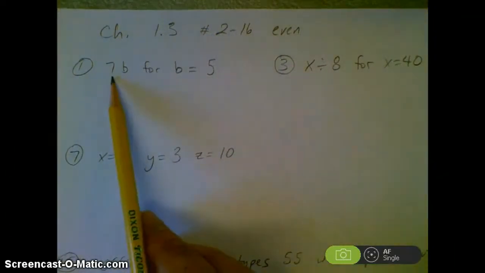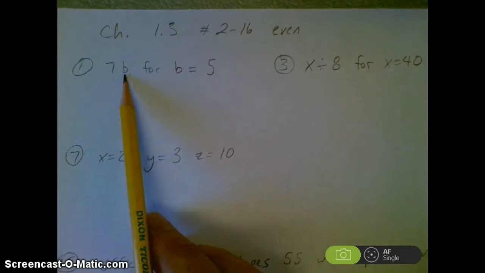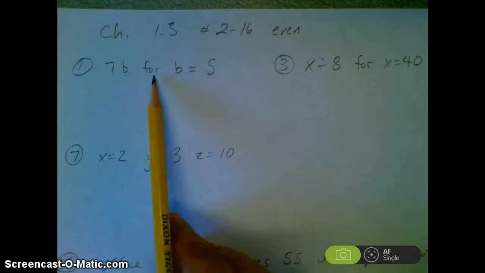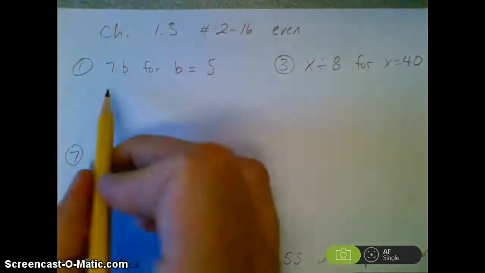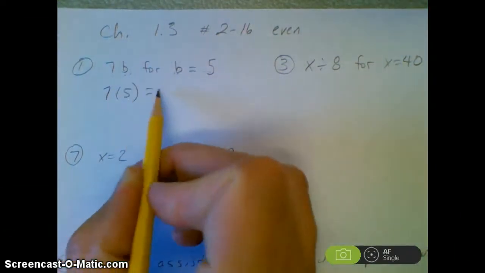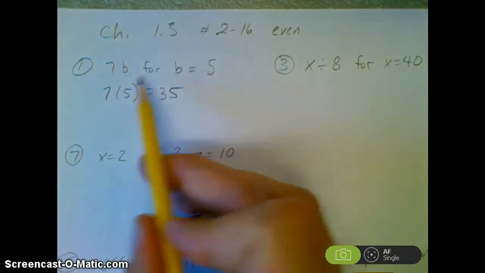Number 1 gives us the variable expression 7b, with b being the variable. So all we do is we take b equals 5, we're given that, we plug in 5 for b, so instead of 7b it would be 7 times 5, so that equals 35. All we do is we plug in that number for the variable.